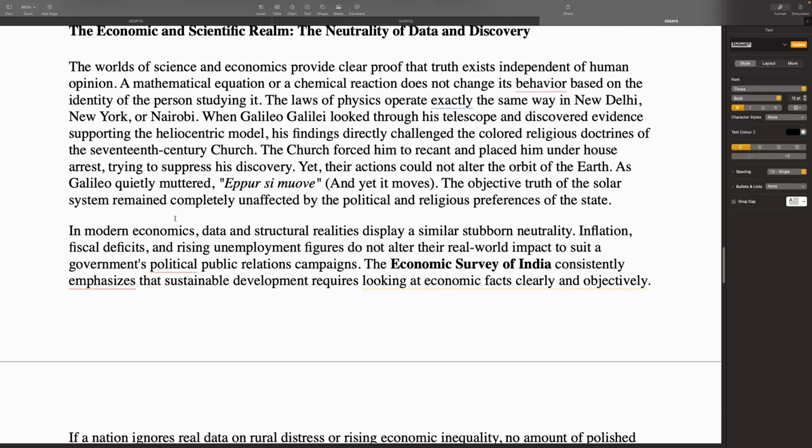The economic and scientific realm, the neutrality of data and discovery. The worlds of science and economics provide clear proof that truth exists independent of human opinion. A mathematical equation or a chemical reaction does not change its behavior based on the identity of the person studying it. The laws of physics operate exactly the same way in New Delhi, New York, and Nairobi.